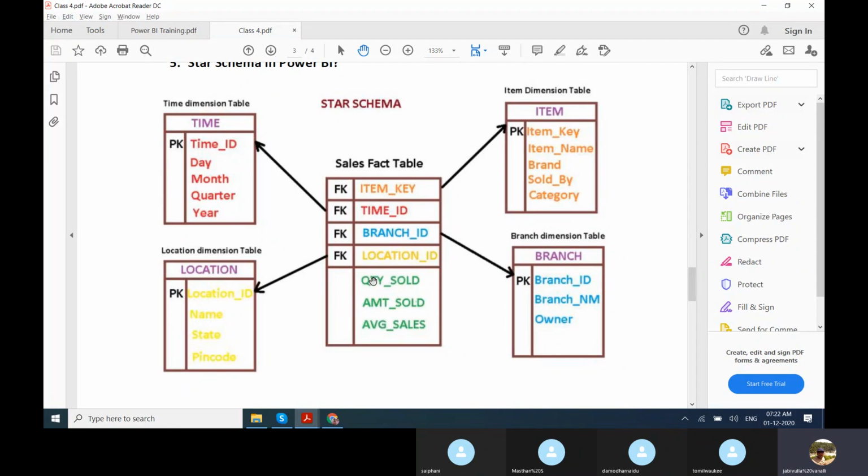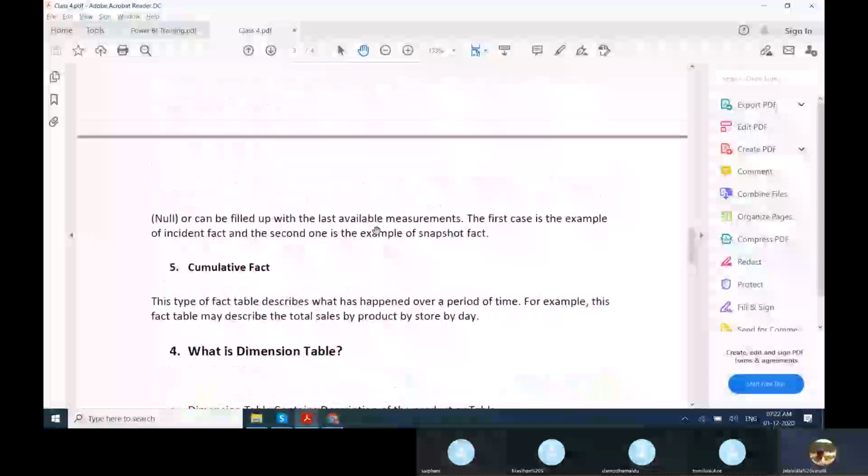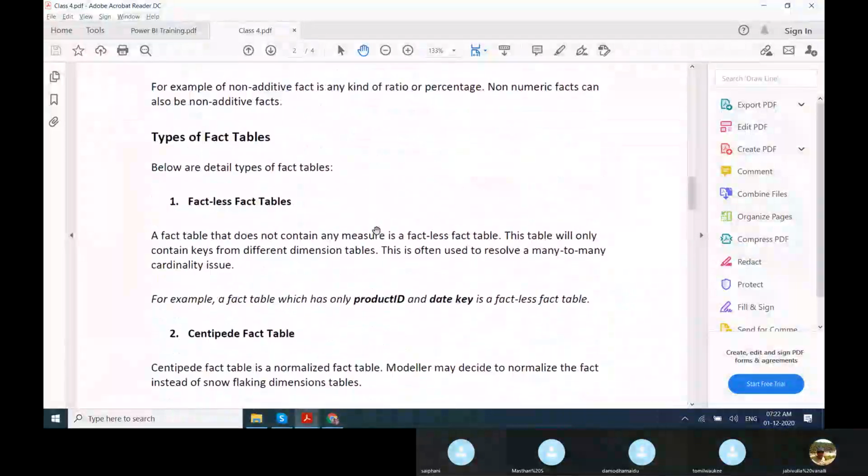So if it doesn't contain these things, quantity, sales amount, average sales, which are called facts, it will be called a factless fact table. Only it contains a relationship with the dimension tables. If it contains only the relationship with the dimension tables, then it is called a factless fact table.